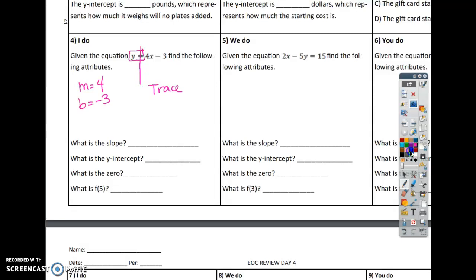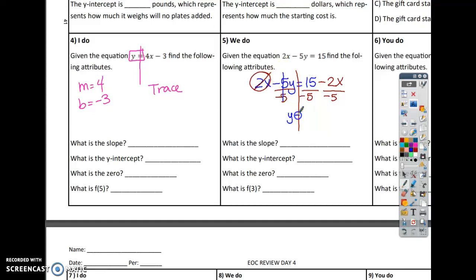Number 5, we need to solve for y. Okay, so let me rewrite it first. I have 2x minus 5y equals 15. The first thing you need to do is move the x over, change the sign. And then look at that number, that's a -5, so divide everything by -5. Don't change the sign, okay?